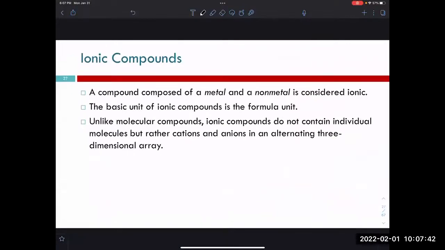So the ionic compounds, it's a compound composed of a metal. Well, if it's composed of a metal and a non-metal, it's considered ionic. The basic unit of ionic compounds, like I was just talking about, is a formula unit. So it's just one piece of that lattice, the smallest piece that we can do with whole numbers. Unlike molecular compounds, cations and anions are in an alternating array.